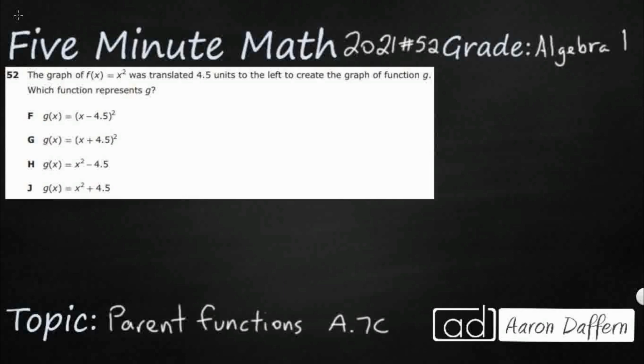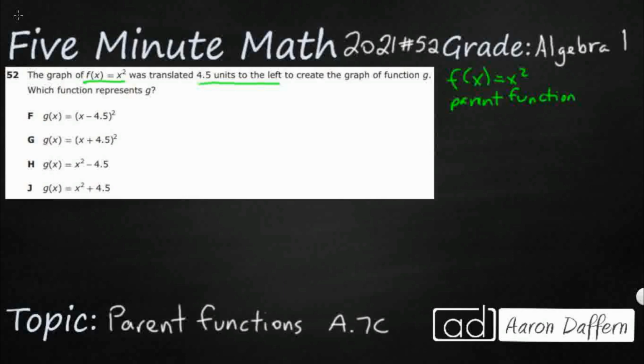So we have a graph of f of x equals x squared, translated 4.5 units to the left to create the graph of function g. All right, so what is this f of x equals x squared? Well, that's going to be our parent function. So that is going to be our starting function. We're going to transform it. In this case, we want to translate it or slide it 4.5 units to the left.